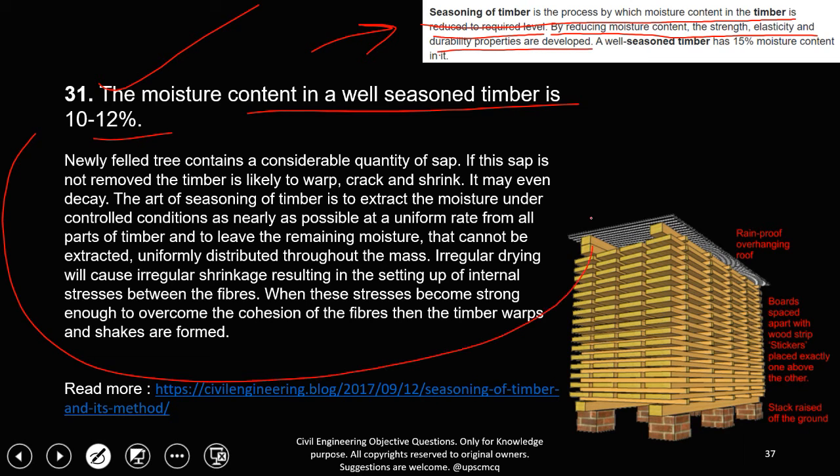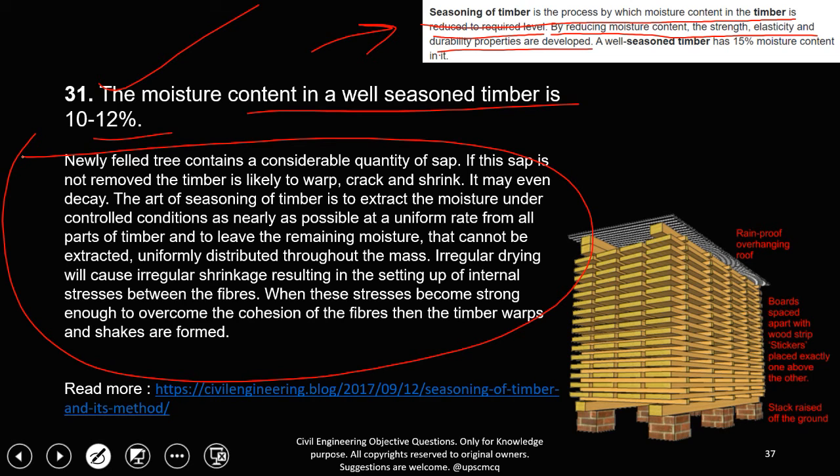One more point: newly felled trees contain a considerable quantity of sap. If this sap is not removed, the timber is likely to warp, crack, and shrink. It may even decay. Therefore, seasoning is important to extract moisture under controlled conditions, but it should be conducted at a uniform rate so that there is uniform reduction of water content from the seasoned timber. Otherwise, irregular drying will cause irregular shrinkage, resulting in internal stresses between the fibers.